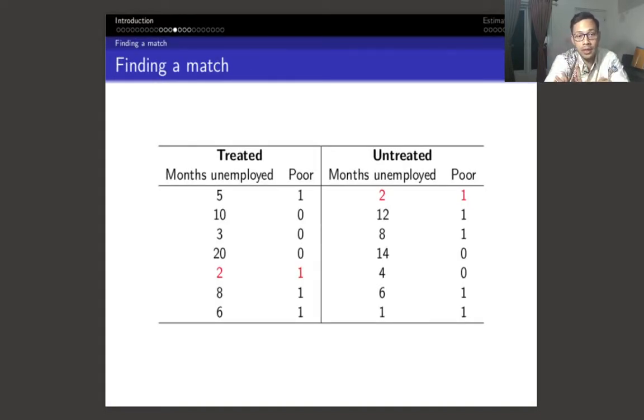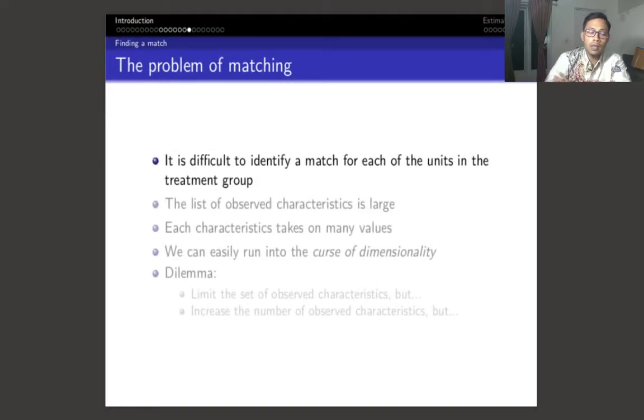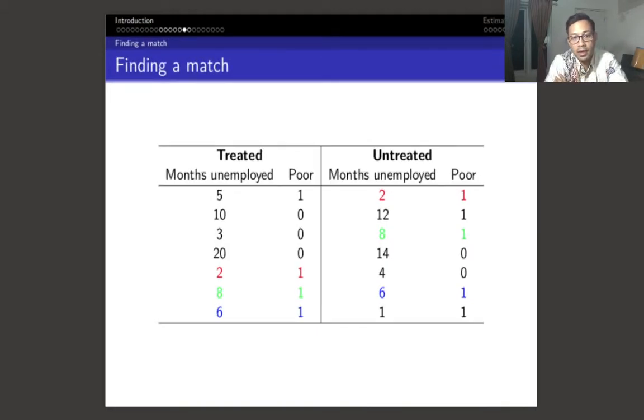For an individual who's been unemployed for 2 months and is poor, we can identify the match. Similarly, for someone who's been unemployed for 6 months and is poor, we can find the match, as well as for individuals who've been unemployed for 8 months and are also poor. Now, it's quite difficult to identify a match for each of the units in the treatment group. If we go back to the previous slide, we won't be able to find a match for an individual who's been unemployed for 5 months and is poor, and we weren't able to find a match for an individual who's been unemployed for 10 months and is also poor, but the individual is not poor.